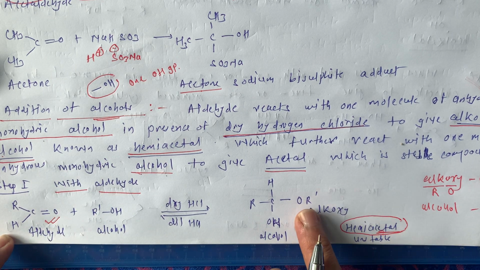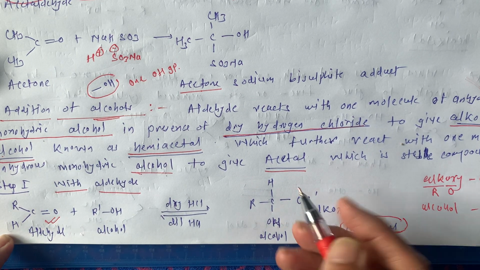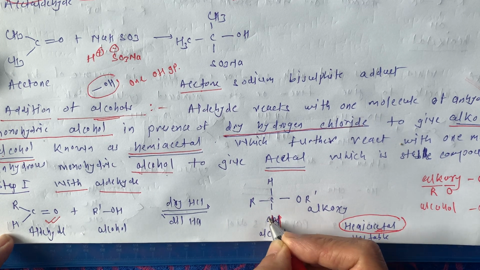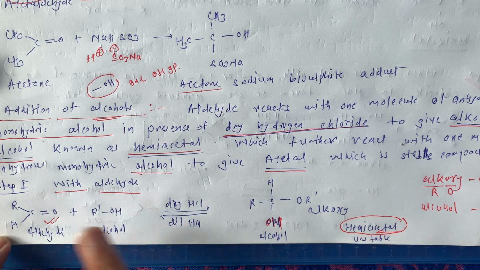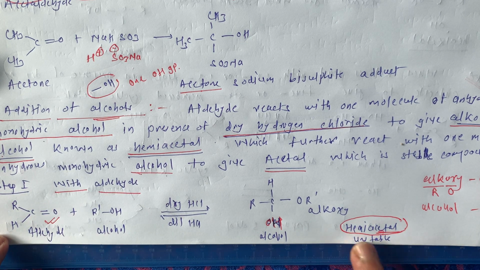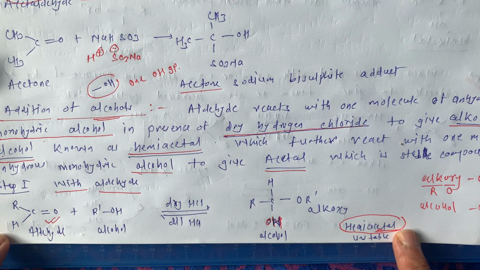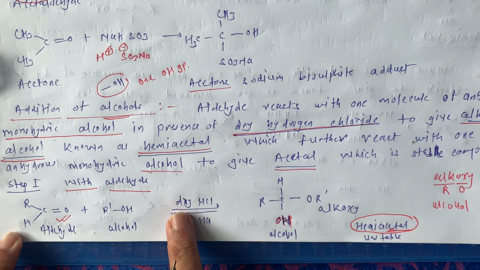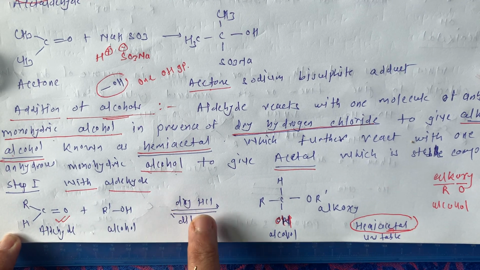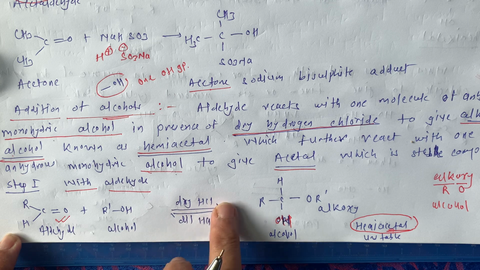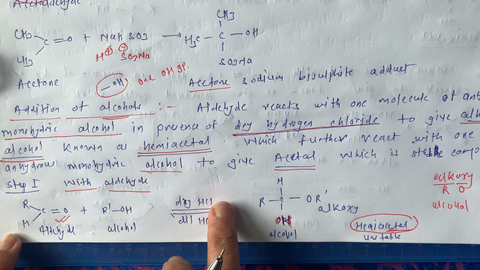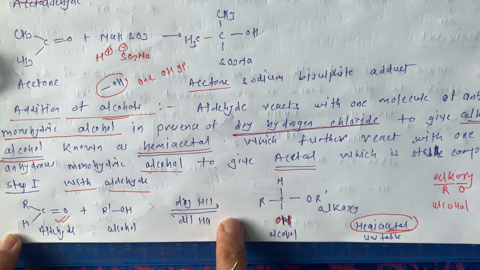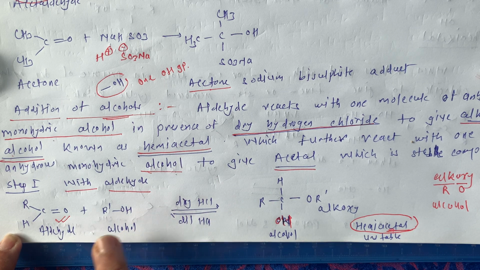But when there is an alkoxy group as well as an alcohol group, then this is known as hemi, and from aldehyde, so this is hemiacetal. Hemiacetal. This is a reversible reaction. That's why there is a two-headed arrow here. When this is a reversible reaction, we have to write one as the forward reaction and one as the backward reaction in this way.